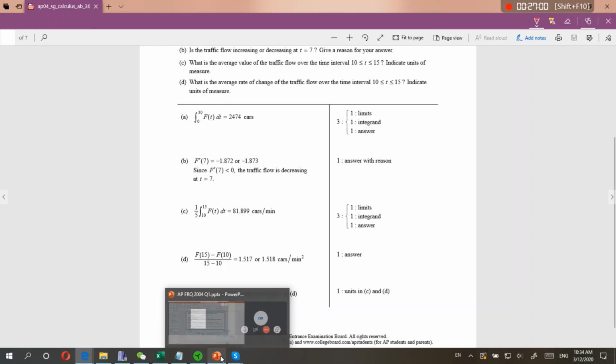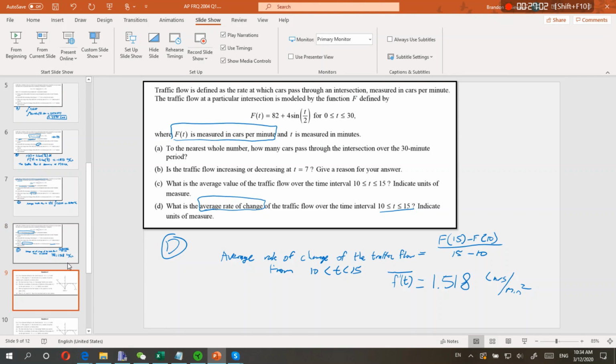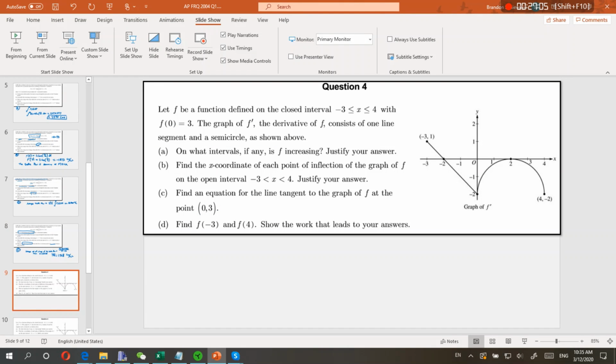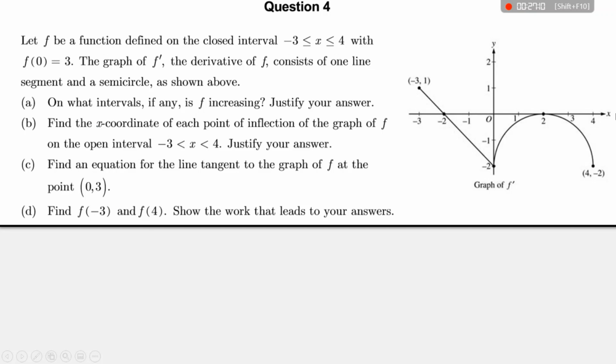Okay, then I was also asked to go through this one. So this is question 4 from your homework. So I'm going to do that really fast. So we had this function, and we were also told what our start point would be. F of 0 is 3. We were given the graph of the derivative, this is not f, which has one line segment and one circle. So from here to here is a line.